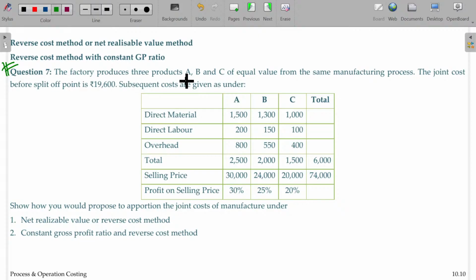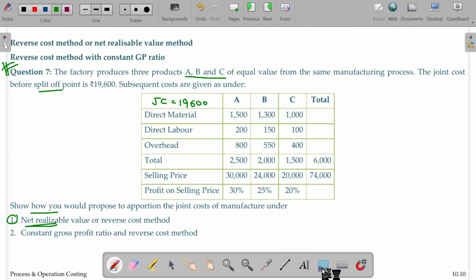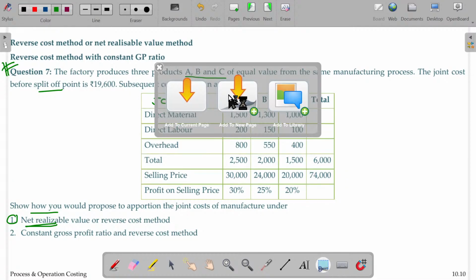A factory produces 3 products A, B and C of equal value from the same manufacturing process. The joint cost before split off, 19,600. Subsequent costs are given as under. Show how you would propose to apportion the joint cost of manufacture under net realizable value, NRV model. Let me try to solve this illustration under the NRV model first, then I will proceed with the constant GPR model.